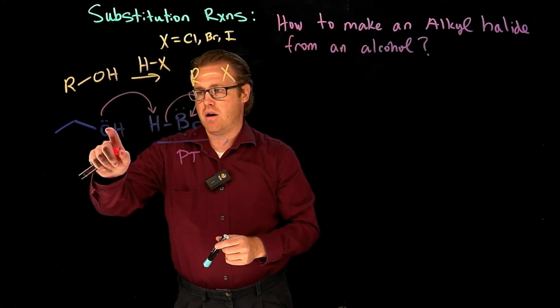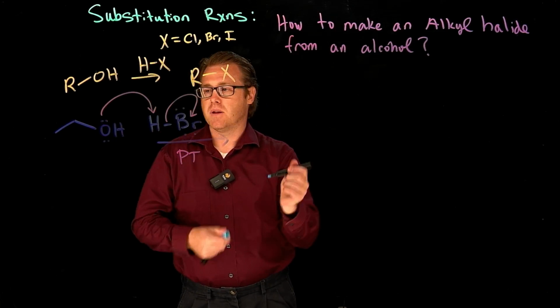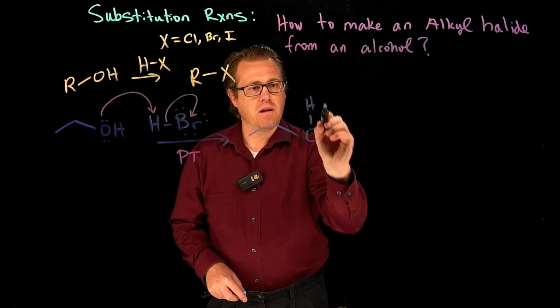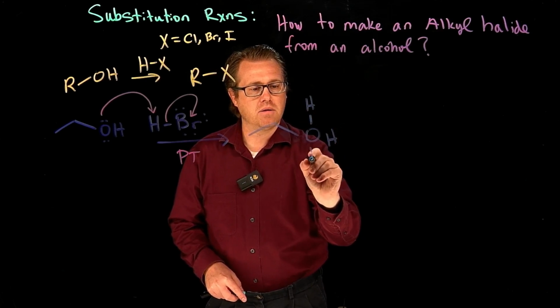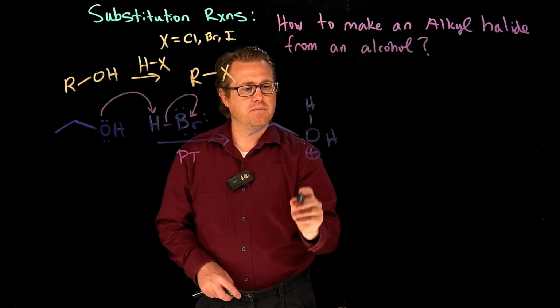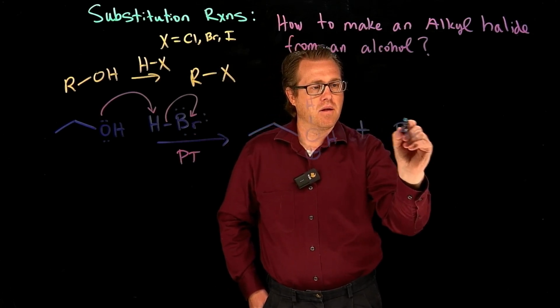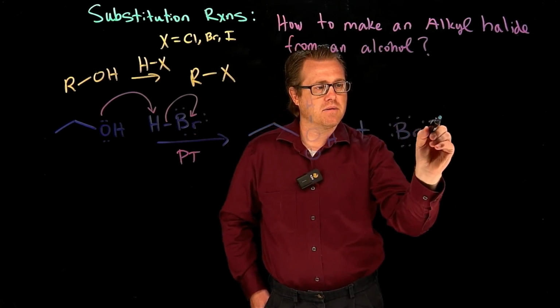And our alcohol here is electron rich. So that's going to protonate our alcohol like so. And then it will generate Br minus.